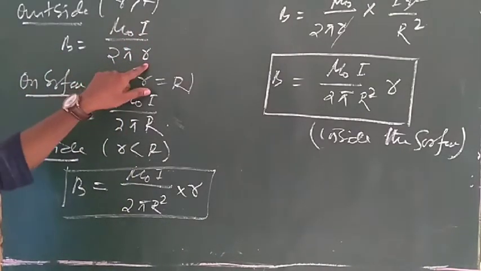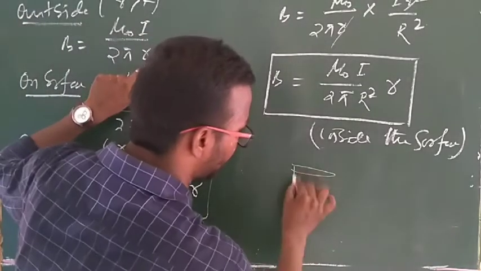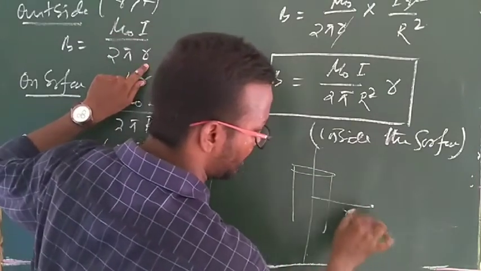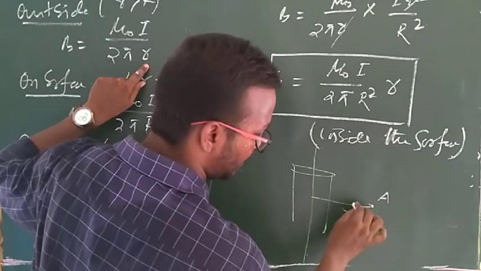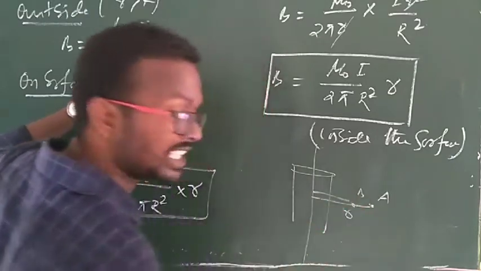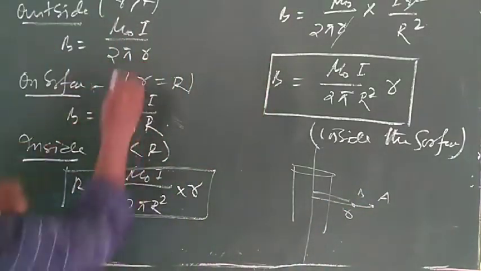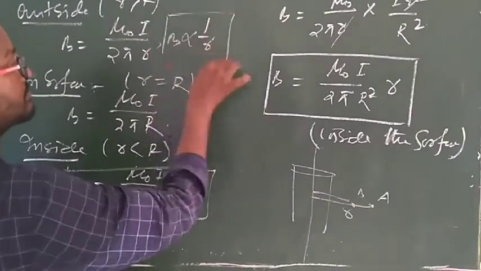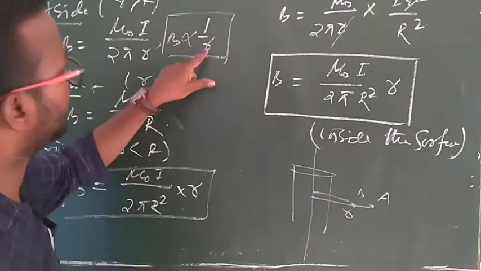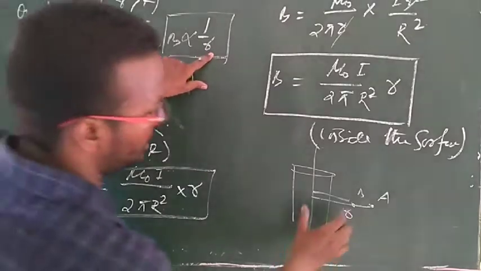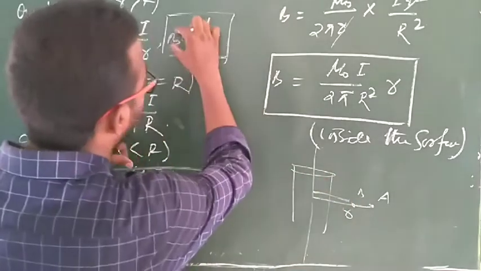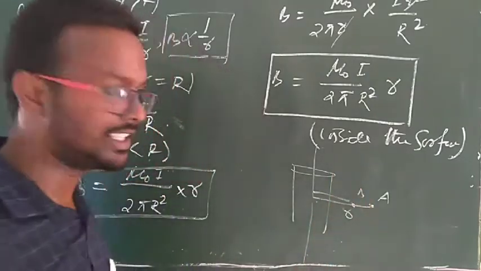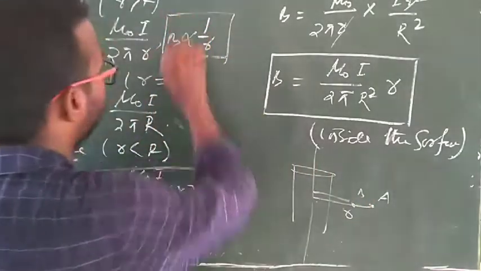but r is variable, because if this is the cylindrical element, this is the axis, then this point is A, and this point is B, then r also decreases. So here r is variable, so you can write B inversely proportional to r. That means if we decrease this length, then the magnetic field strength increases. If we increase this length, then the magnetic field decreases.